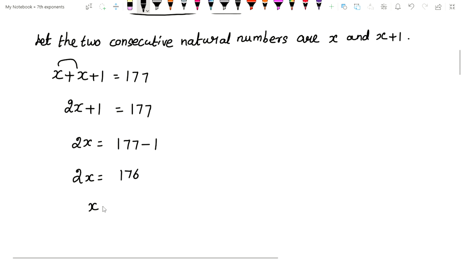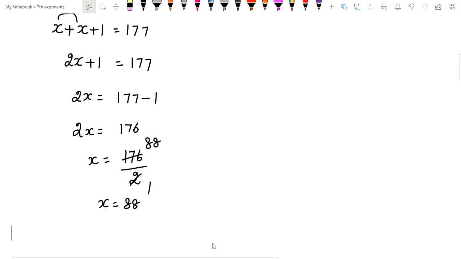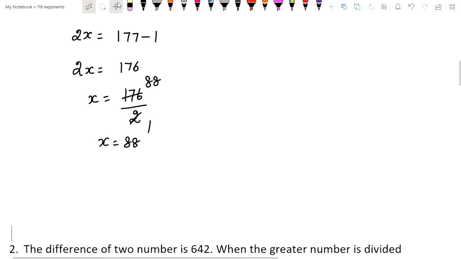So x equal to 176 divided by 2, because multiplication will change to division on the other side. Okay. So 2 ones are 2, 2 8s are 16, remaining 1, here 6, 8 2s are 16. Okay. Now x equal to 88.